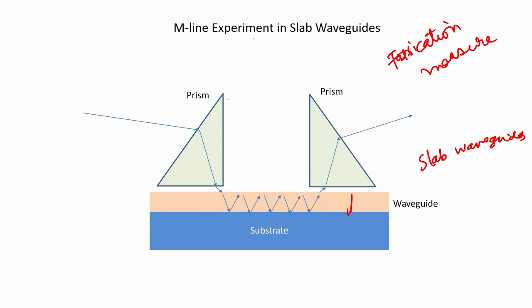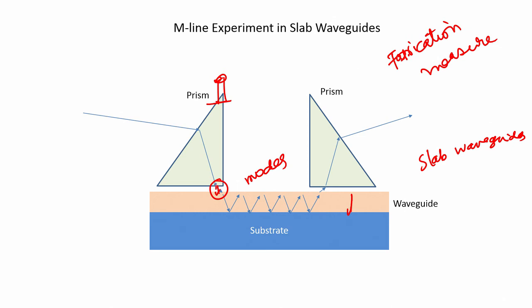The M-line experiment or the prism coupling experiment is a method to launch light into a slab waveguide and excite the modes of the slab waveguide. All the modes that are possible to be propagated in a slab waveguide can be excited by using this prism coupler. Here, at this point where the prism is located, at the base of the prism, we apply small pressure by using a tightening mechanism.